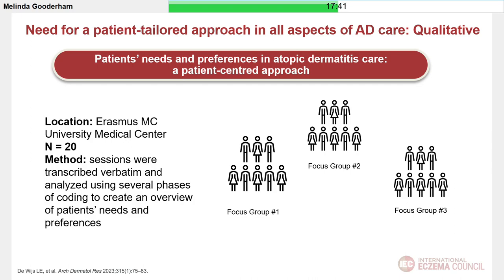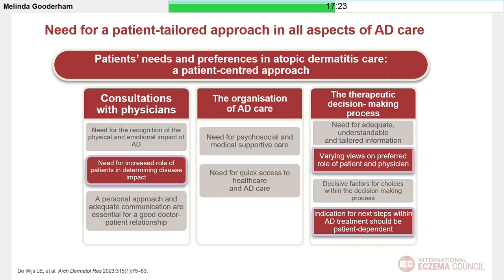They had them in three different focus groups. Then these sessions were transcribed verbatim and analyzed using several phases of coding to create an overview of the patients' needs and preferences. So it's asking the patients, what do you need from us? What can we do to reduce your burden? Based on these 20 responses, they came up with a number of solutions in three buckets: consultations with physicians, the organization of AD care, and the therapeutic decision-making process.